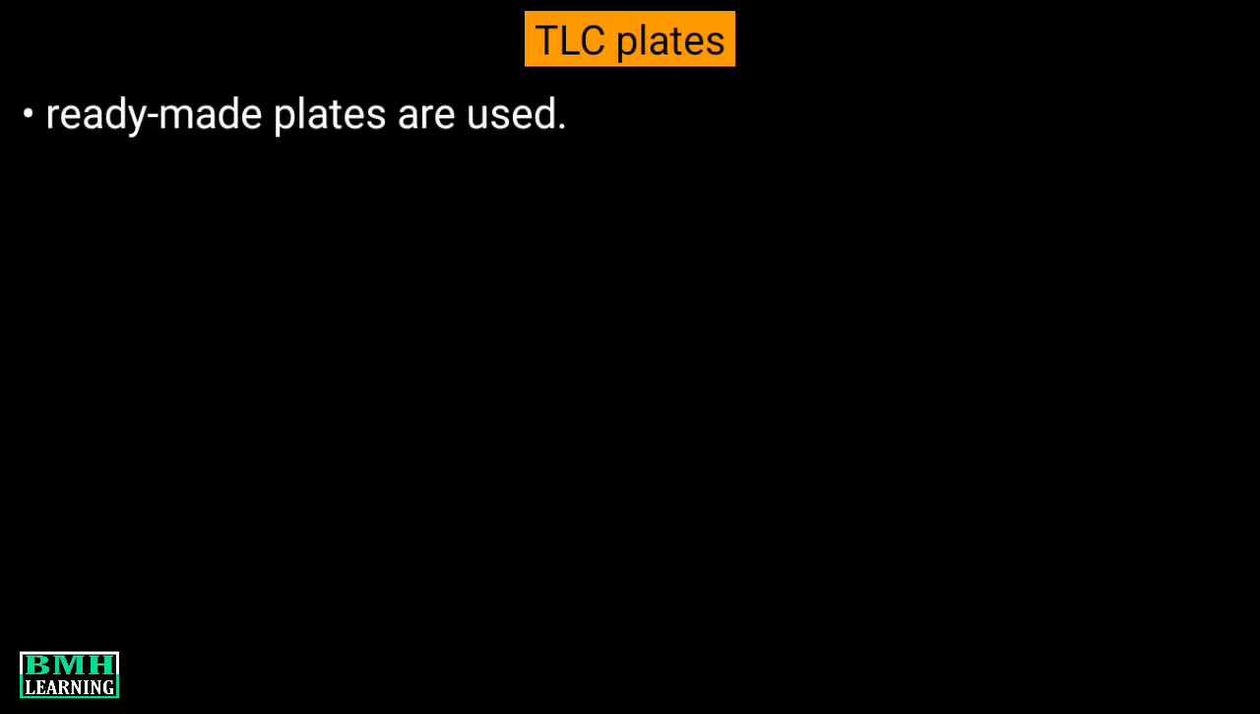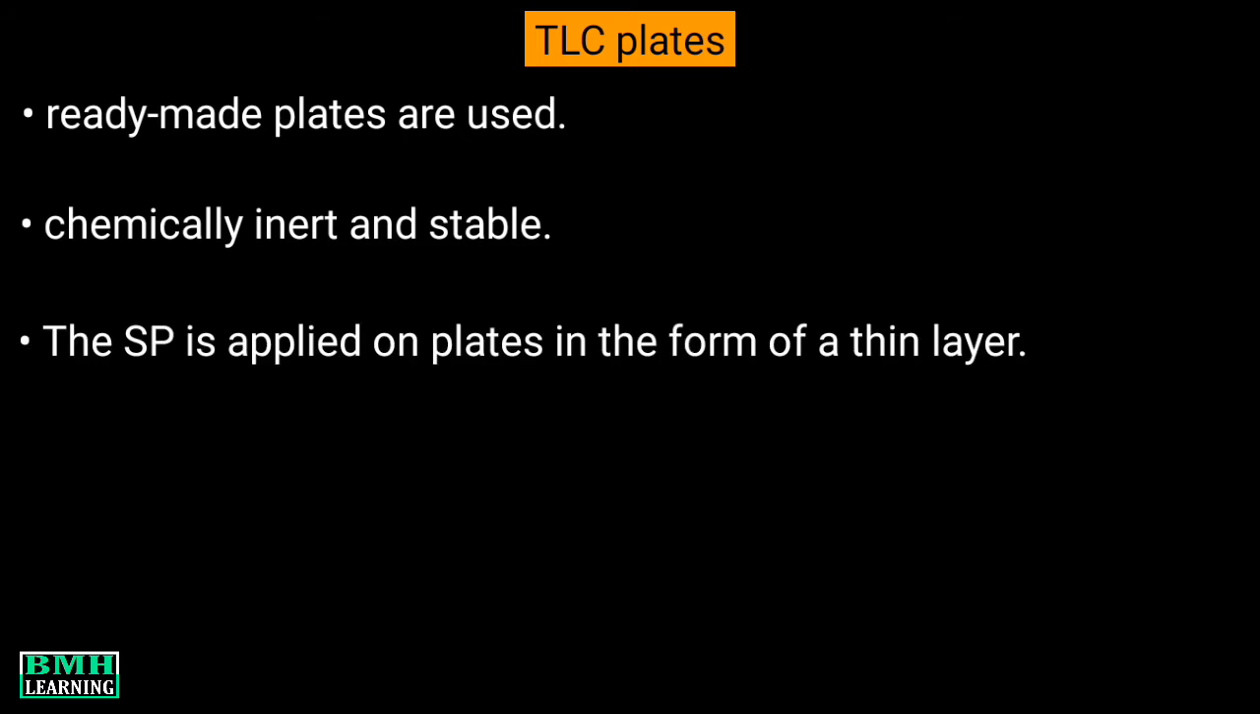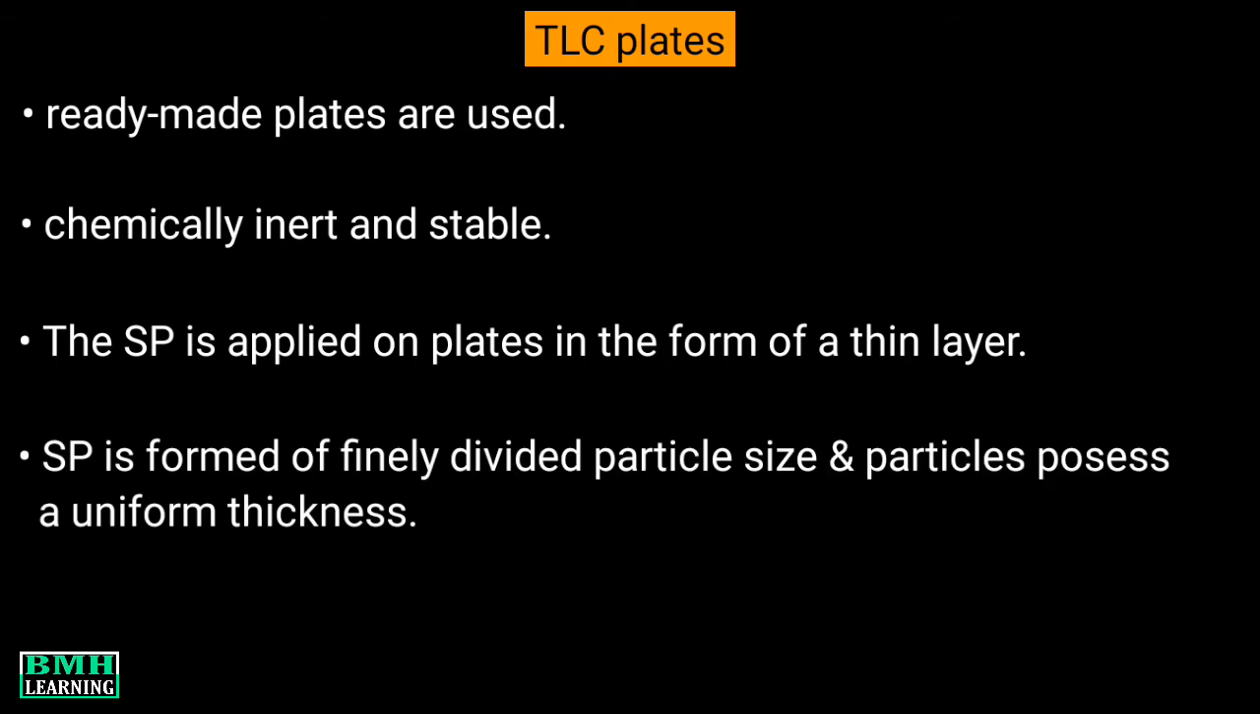Next, we talk about the apparatus used to carry out the experiment. First thing we use is TLC plates. Generally we use ready-made plates. The special thing about these plates is that they are chemically inert and stable. Onto these plates, we apply the stationary phase in the form of a thin layer. The stationary phase is formed of finely divided particles, and the particles possess a uniform thickness.